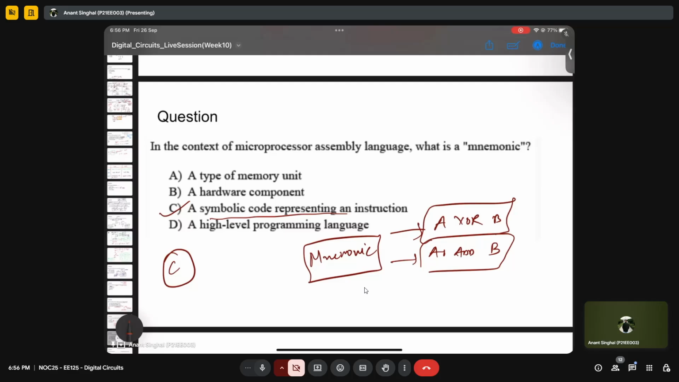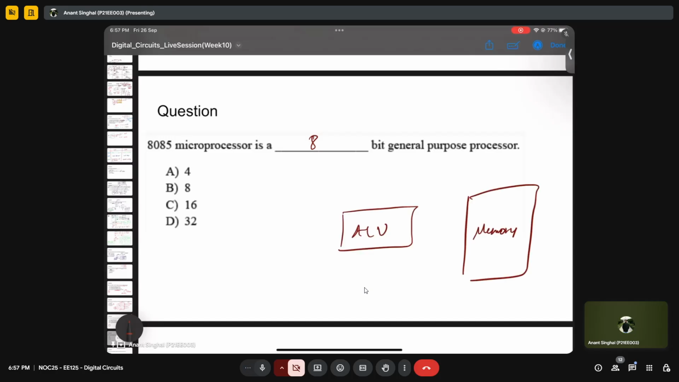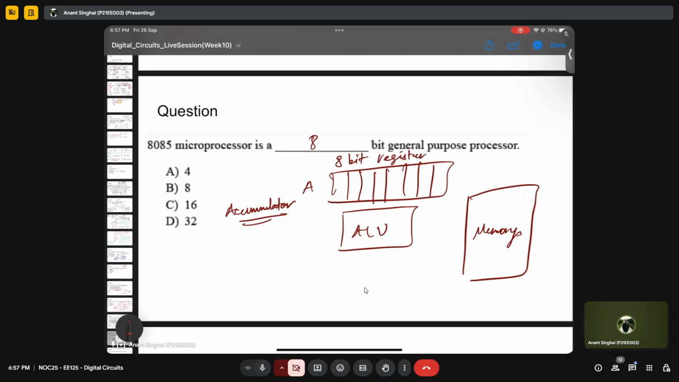Let's go ahead. It says the 8085 microprocessor is a some-bit general purpose processor. I've already told you, it is an 8-bit microprocessor. To give some idea, it has an ALU, and it has some memory, which we call registers, and it is 8-bit, so it has 8 bits. We have what is called the accumulator. Some problems are there in next week's lectures, that is week 11, and I'll try to solve those problems so that you can understand better. So it has 8-bit registers. That is why it is an 8-bit general purpose processor.